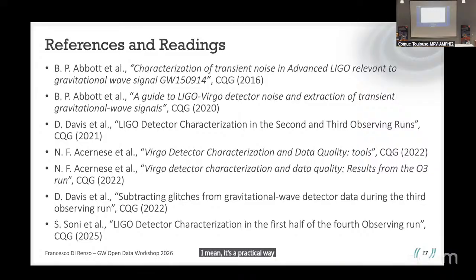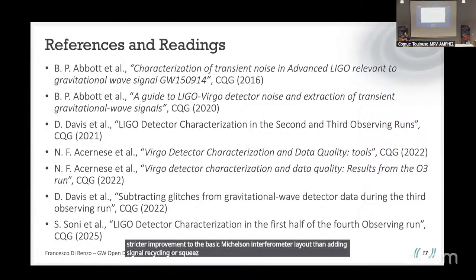So probably one can refer to some notes by Rainer Weiss from the early 70s and various later documents that describe how effective Fabry-Perot cavities are in achieving this. It's an even stricter improvement to the basic Michelson interferometer layout than adding signal recycling or squeezing. So we have been using Fabry-Perot cavities since the beginning. It was effective.